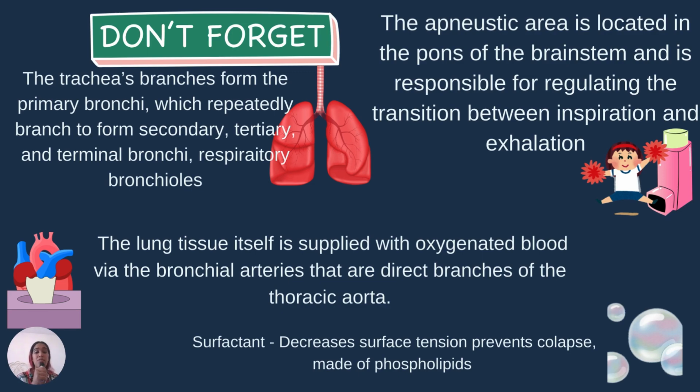Surfactant. Surfactant decreases surface tension. It helps prevent the alveoli from collapsing, and it's made of phospholipids, which is like a soapy substance. That's why we have little bubbles there.